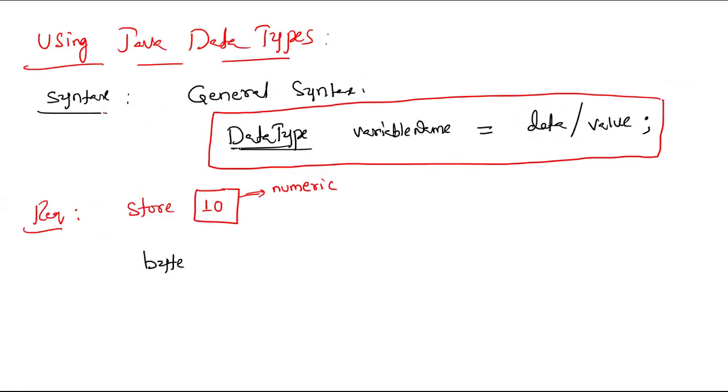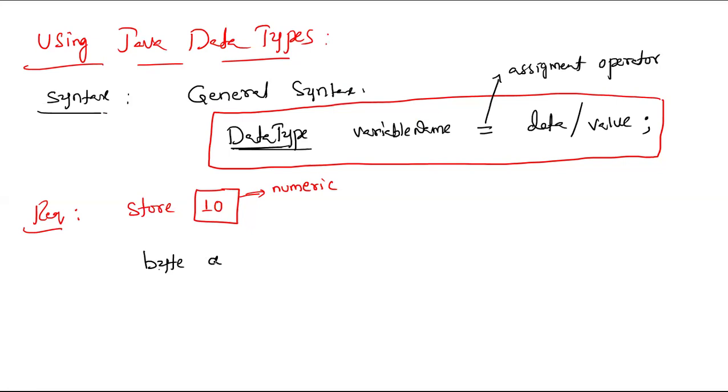So in place of data type, byte, then variable name. Variable name is always a programmer choice. We can use a single letter, we can use a group of letters, but by following some standards. Initially I'm not introducing any standards. So my variable name is A. Then the equal to symbol in any programming language is called the assignment operator.